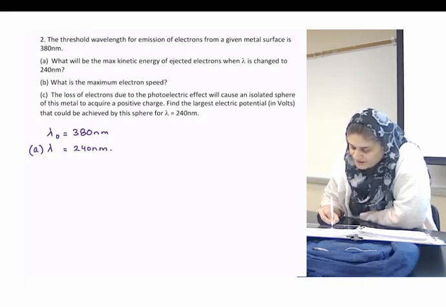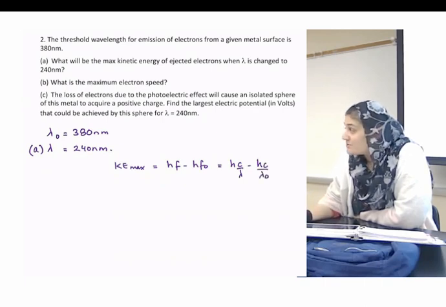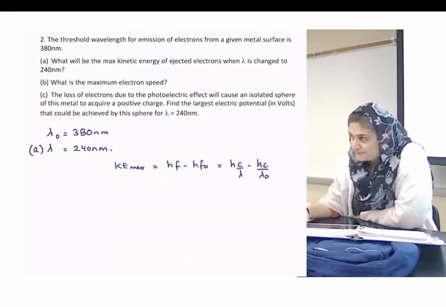So we're going to use our same equation. We have to find kinetic energy maximum, which was hf minus hf0, or hc over lambda minus hc over lambda 0. Do we know h? Do we know c? Do we know lambda? Done. Yeah? People on Zoom, make sense?